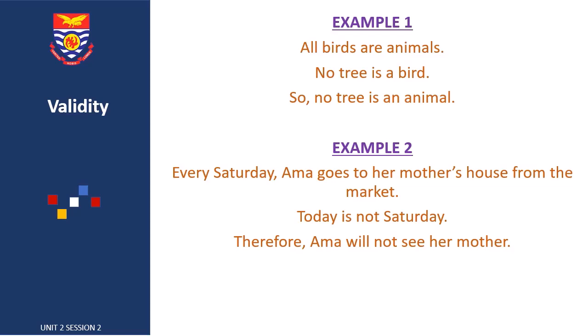But from the evidence given in premise 1, you can be sure of the fact that every Saturday Amma goes to her mother's house. But what you can't be conclusive of is what the other days are on which she may possibly see her mother. So, to make a conclusion that since today is not Saturday, Amma will not see her mother will be an invalid conclusion. Hence, it will make an invalid argument.